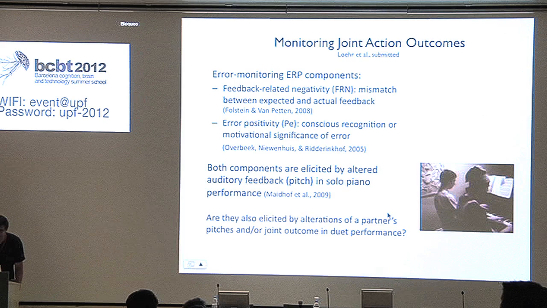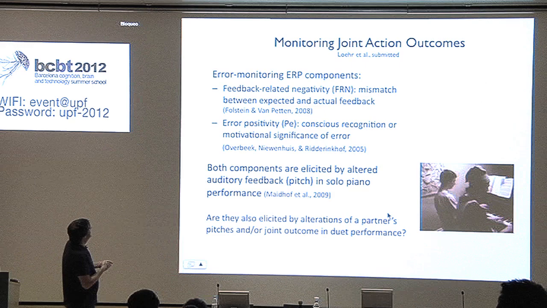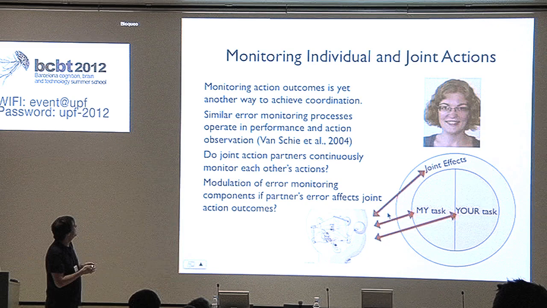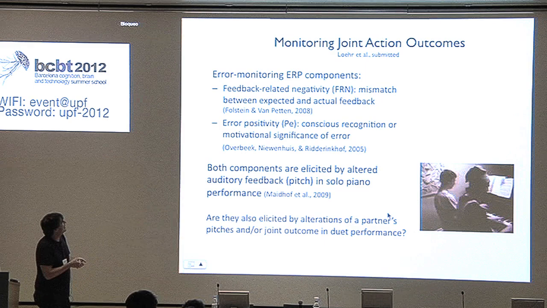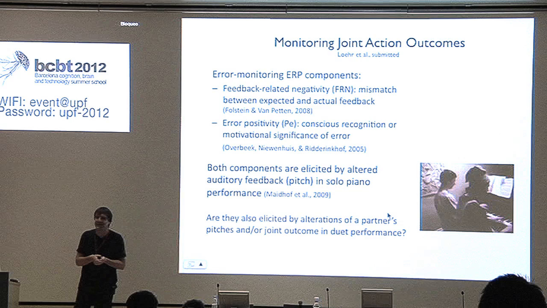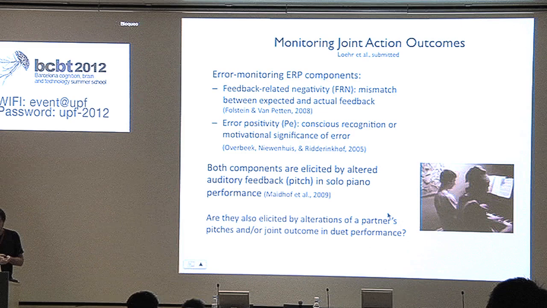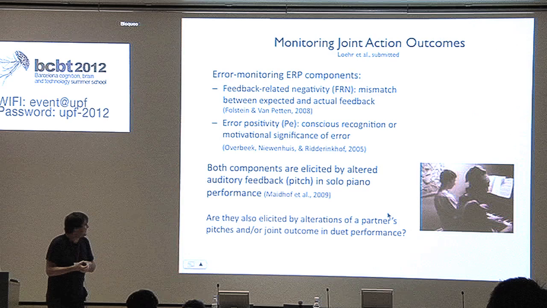All right. So we are going to look at two components, and our domain here is music, a duetting pianist. This is research that Janine Leur has conducted. It's going to be the feedback-related negativity, which is an early component that reflects any mismatch between expected and actual feedback, and the error positivity, which is more related to conscious recognition or the motivational significance of an error. Both components are elicited by altered auditory feedback in solo piano performance. So we knew that you could actually find this in the piano playing domain. The question is, are they also elicited by alterations of a partner's pitches and joint outcome in duet performance?